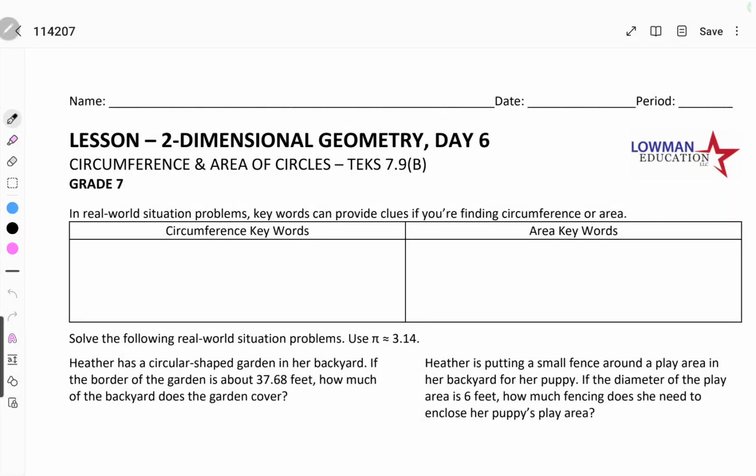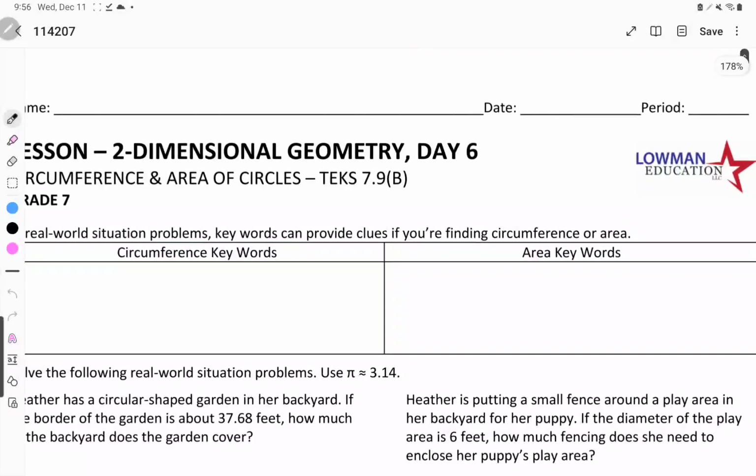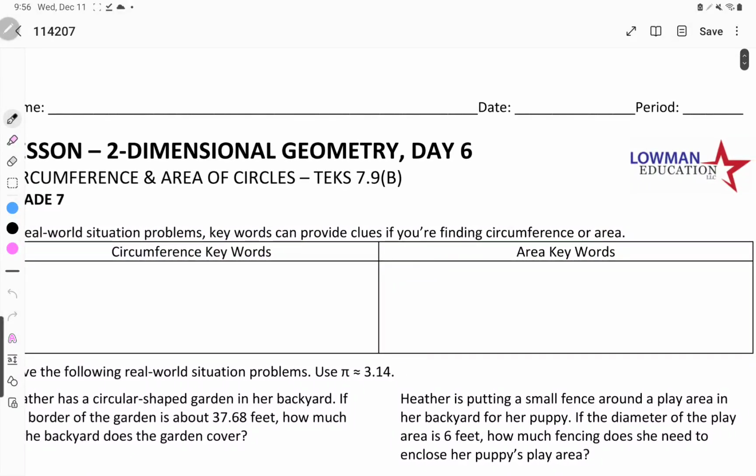Great news, y'all. This is the last lesson that we're doing for circles. So after you complete day 6 of this and you complete the day 6 assignment, you're done with having to learn more about circles. Now, you are going to use circles throughout the rest of the year, but you won't need to know anything else about circles.